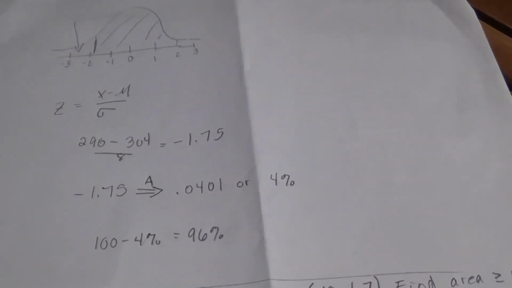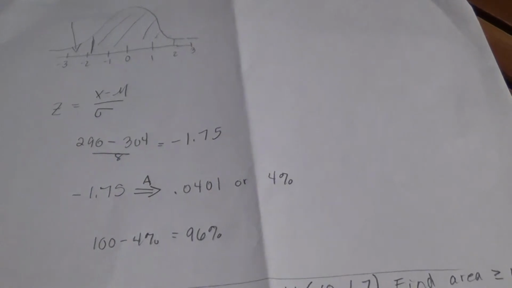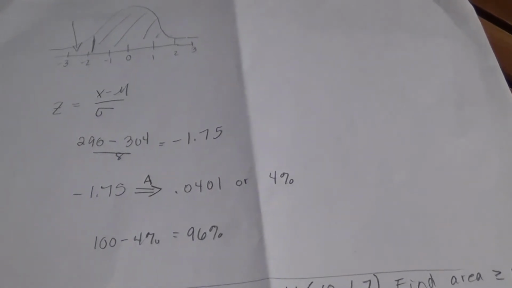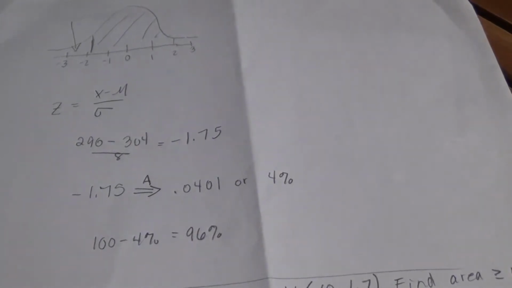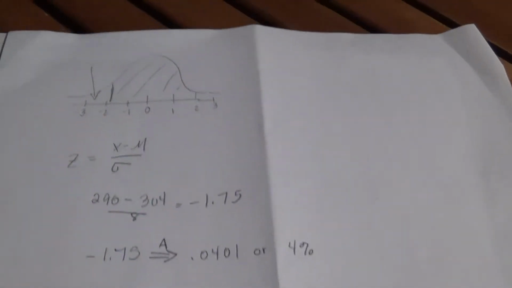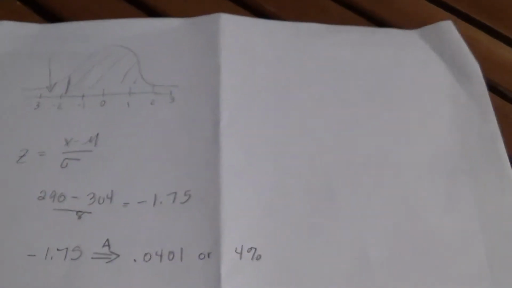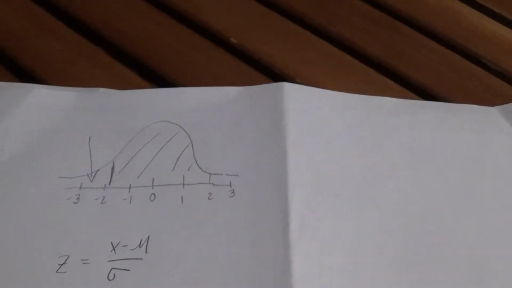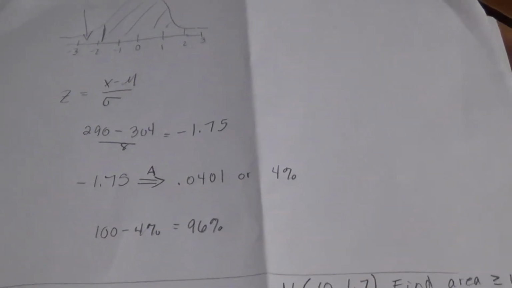And then, as I said, we don't want the part below, like the chart gave us 4%, so we'll subtract from 100% to get the final answer of 96%. And our chart up there looks like that would be about 96%. So we are peachy keen happy.